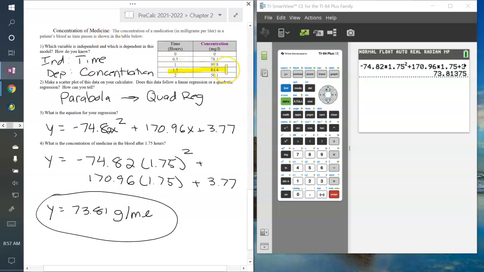All right, now take a look at the chart and see how we have a 1.5. After an hour and a half, it's at 84. And then after 2 hours, it's at 50.1. So I would expect my number would be somewhere between 84 and 50.1. And I got 73.81. So yes, this is a reasonable answer. So make sure when you're doing these kinds of problems, take a look and see if your answer makes sense.